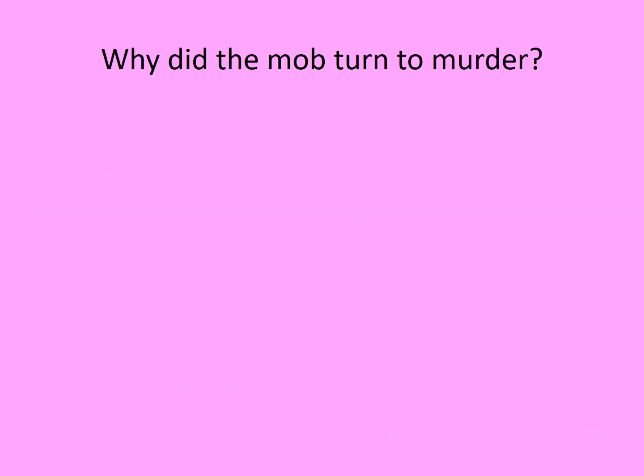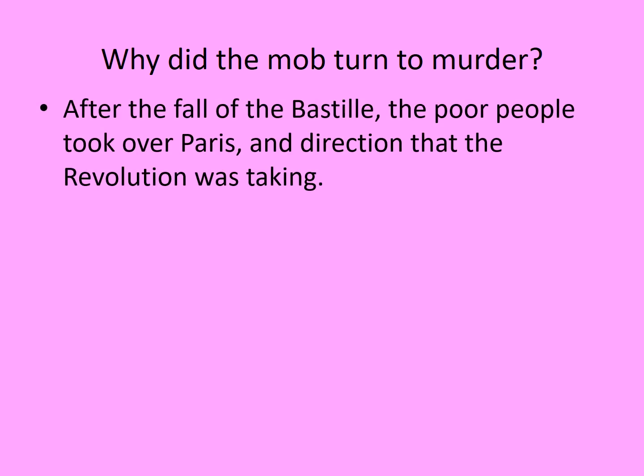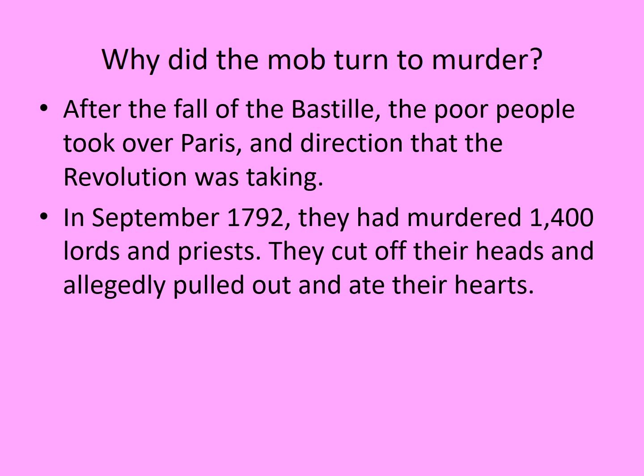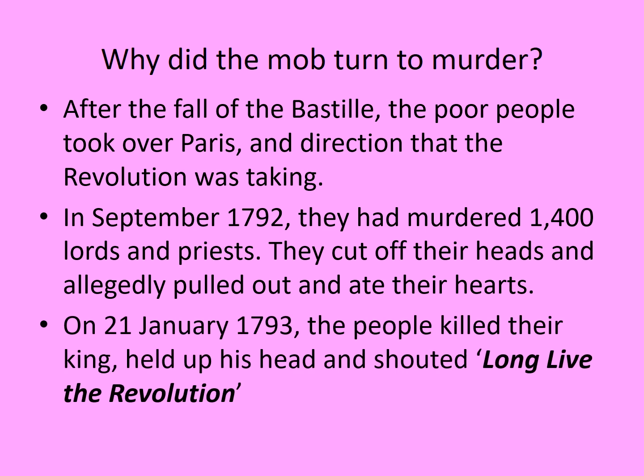Why did the mob turn to murder? After the fall of the Bastille, the poor people took over Paris and the direction that the revolution was taking. Remember that the Bastille fell on the 14th of July 1789. In September of 1792, they had murdered 1,400 lords and priests of the First and Second Estates. Allegedly, they cut off their heads and pulled out and ate their hearts. Although how true this is and how much of it is propaganda remains to be seen. On the 21st of January of 1793, the people killed their king, held up his head and shouted, "Long live the revolution."